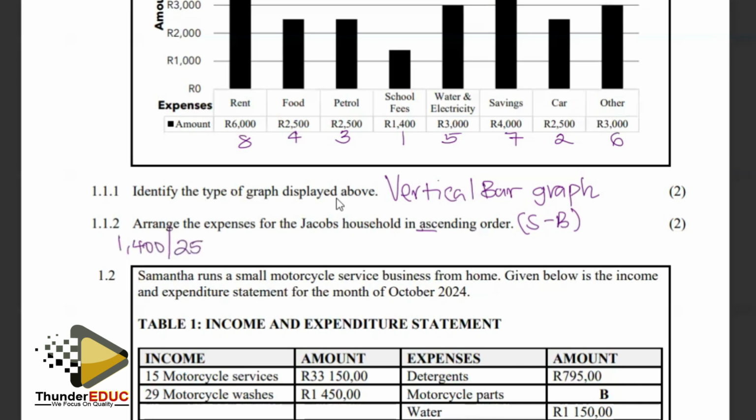followed by 2,500 three times, followed by 3,000, another 3,000, not forgetting the 4,000, and lastly you have the 6,000. That's how it was supposed to be.